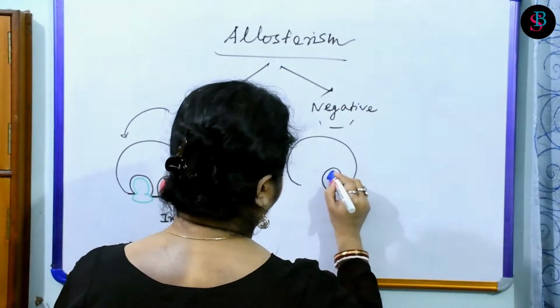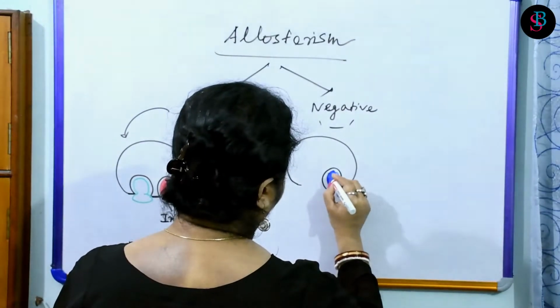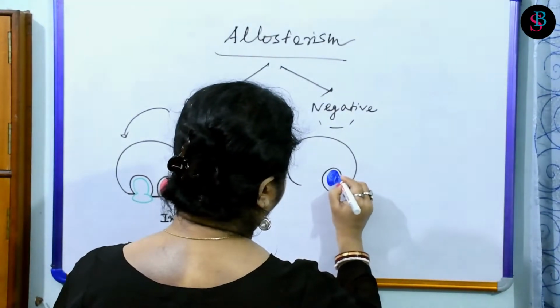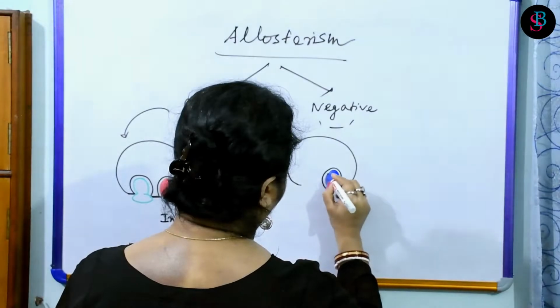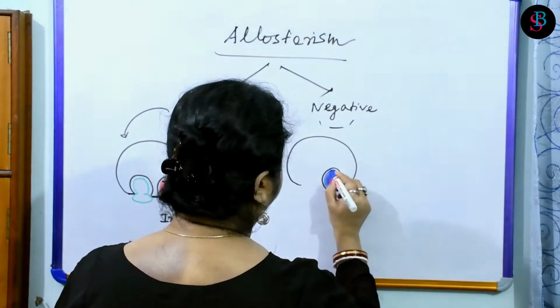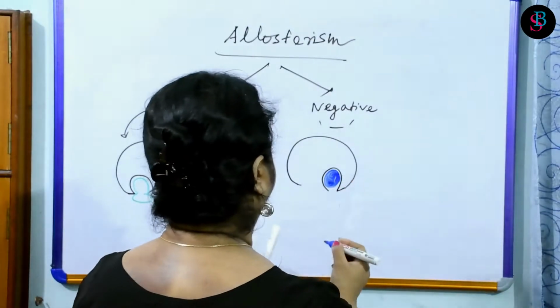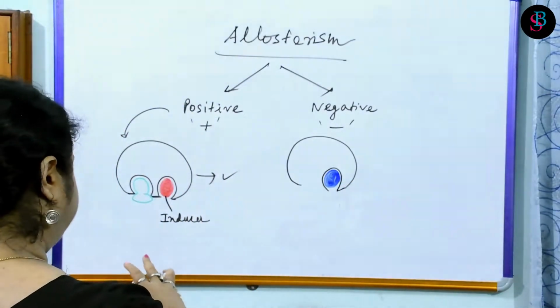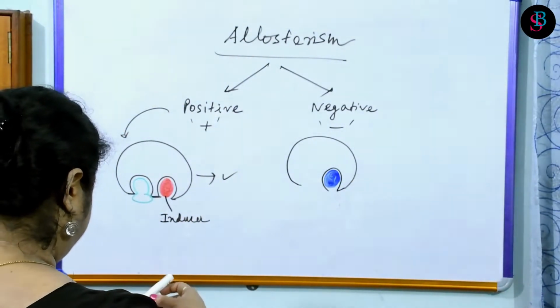This is the inhibitor. The red one was the inducer and the blue one is the inhibitor. And this inhibitor is the product of the enzyme, the product of the enzyme action. So this is the inhibitor.